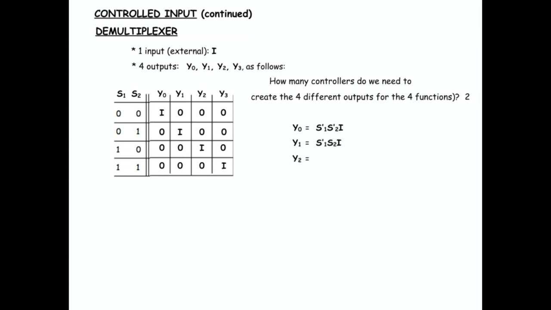For y2, it's S1, not S2. And all of them need to be ANDed with I to actually receive the signal, because if we didn't have I, it would just be getting 1. But we don't want it to get 1. We want it to get whatever I is. So if I is 1, it'll get 1, but if I is 0, it'll get 0. So it's a product of all three: S1, S2, and I. And for the last one, we have S1, S2, and I. Questions about this?